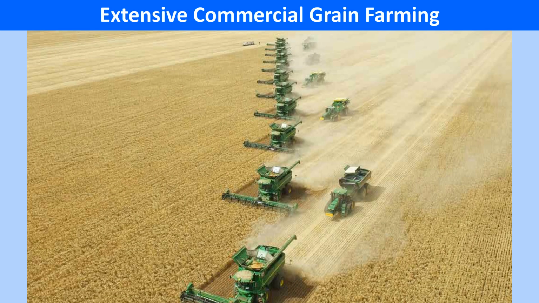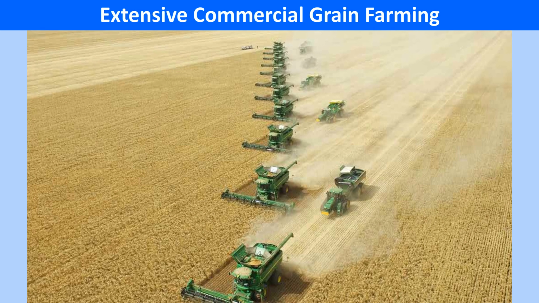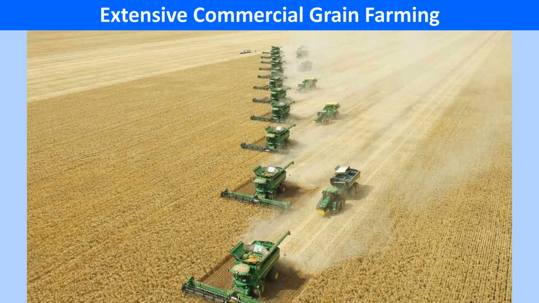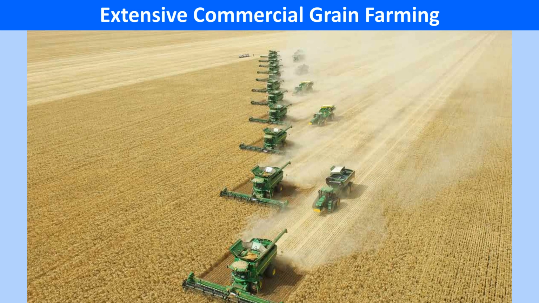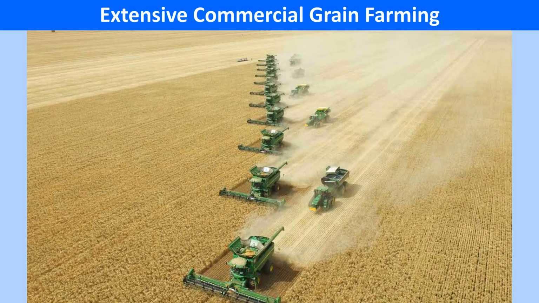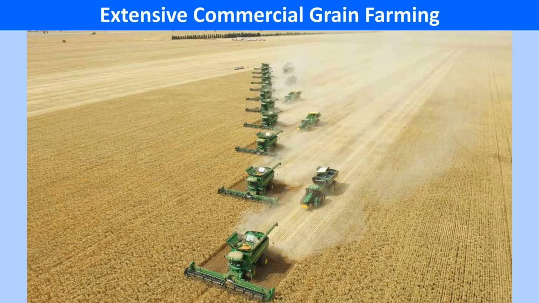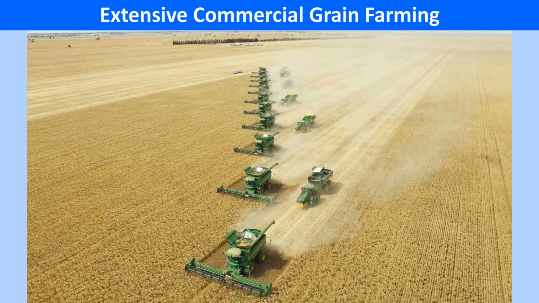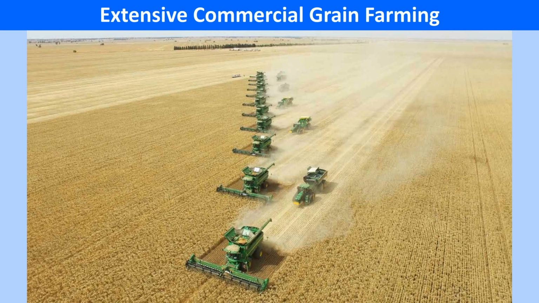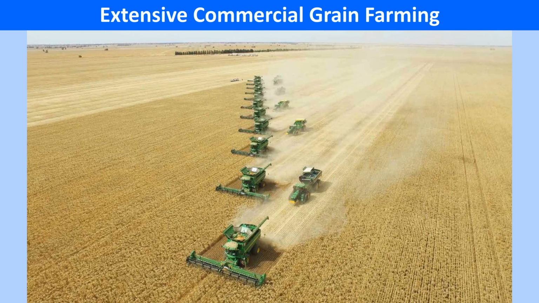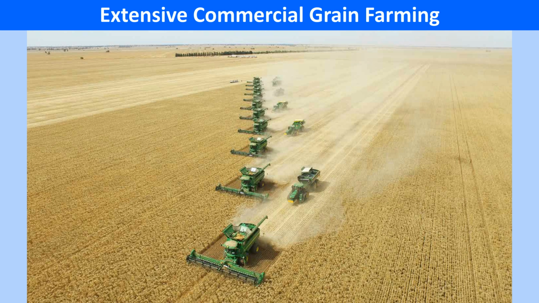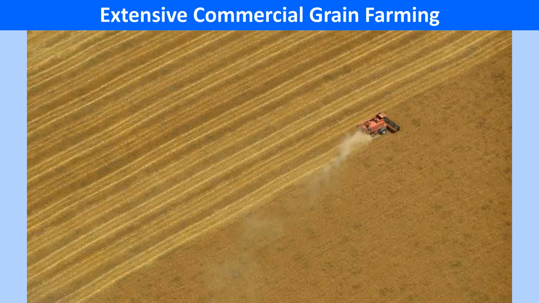In contrast to intensive agriculture in the tropics, extensive commercial grain farming is characteristic of those parts of the world where population is relatively low and fertile land is available in plenty. Farms are therefore very large, ranging from 250 to 15,000 hectares. As the farms are large, almost all work is highly mechanized and scientifically managed. Little human labor is employed per farm.